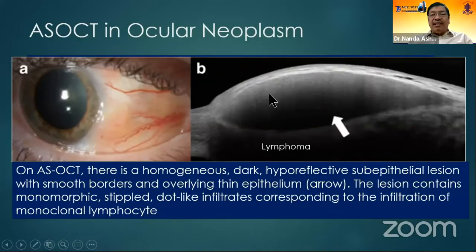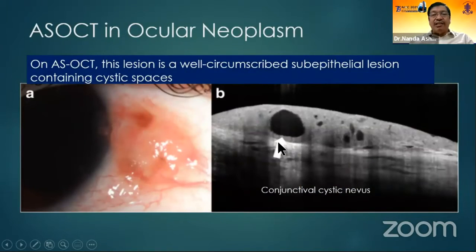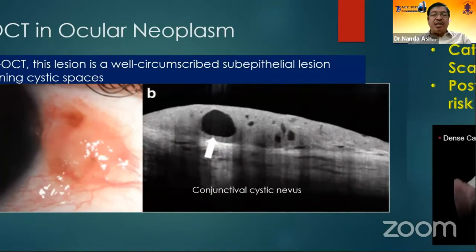Similarly, in lymphoma, the mass is hyperreflective. It is also subepithelial. And in a conjunctival nevus, there are multiple cystic spaces in the mass, in the tumor.